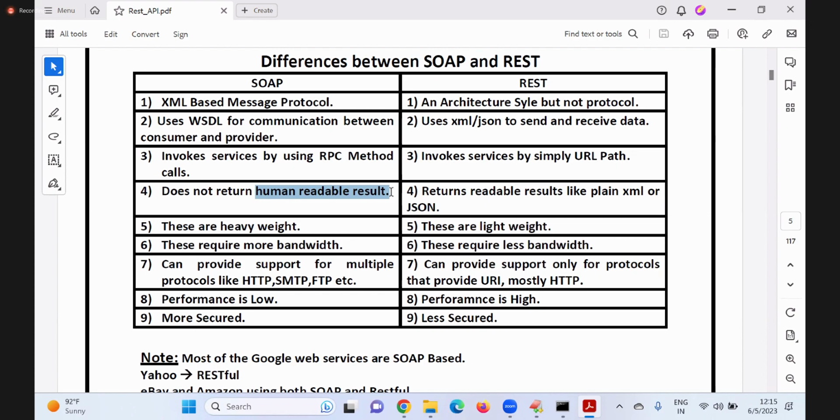JSON, plain text format, everyone can understand. SOAP, heavyweight, REST, lightweight. SOAP provides multiple protocols. REST provides only HTTP. Performance is low in SOAP, high in REST. REST less security, SOAP more security.